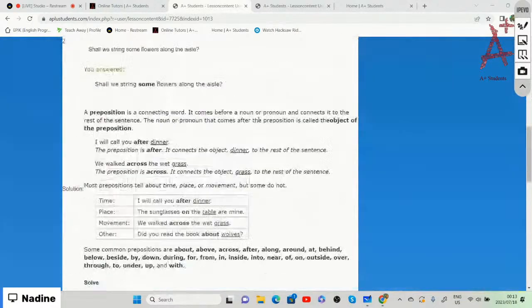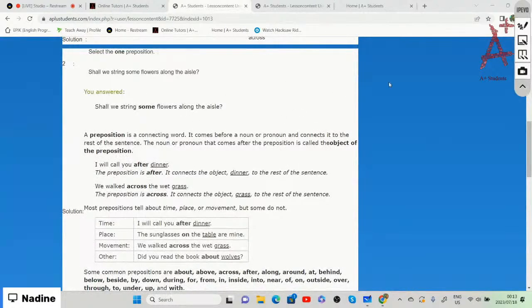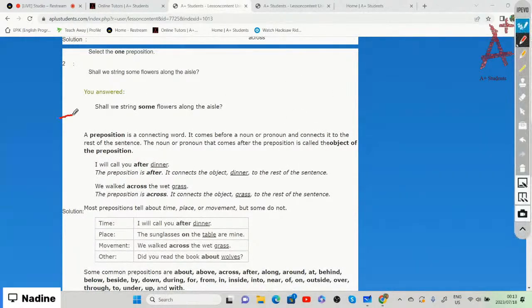All right, so we need to select one preposition within the sentence. We have a word that is already in bold, and if you look at that word, some, do you think some is a preposition? Remember, it either tells us time, place, movement, or just other. You can even look at the common prepositions to see if some is one of them, or if you can identify another word within the sentence.